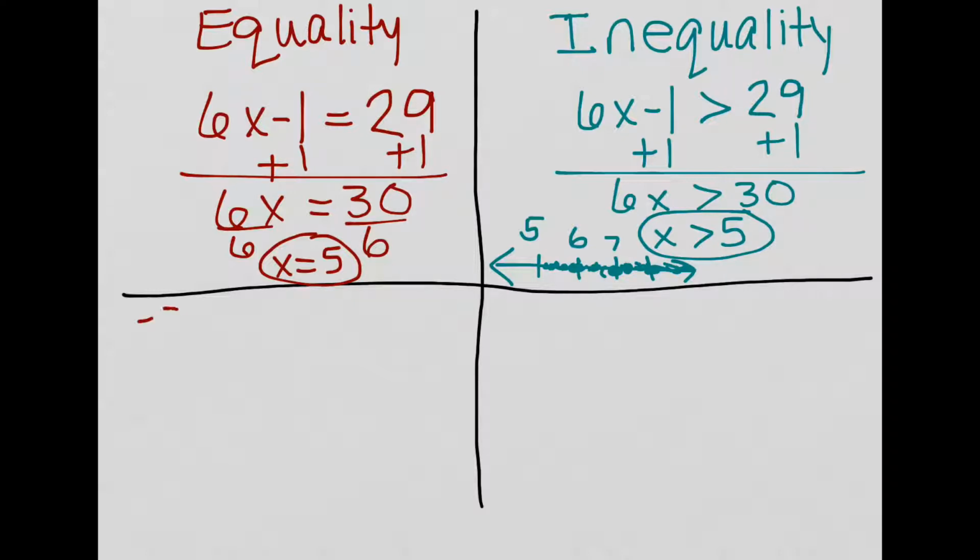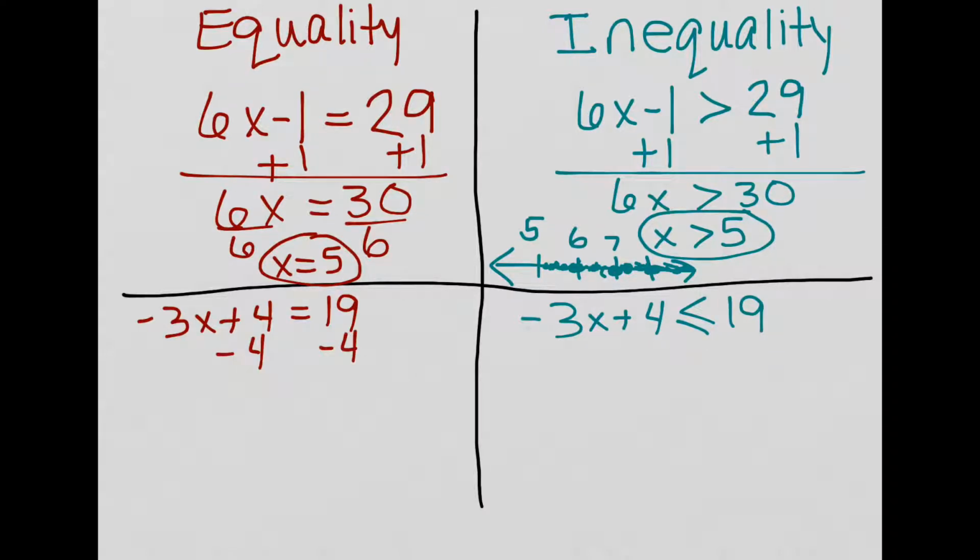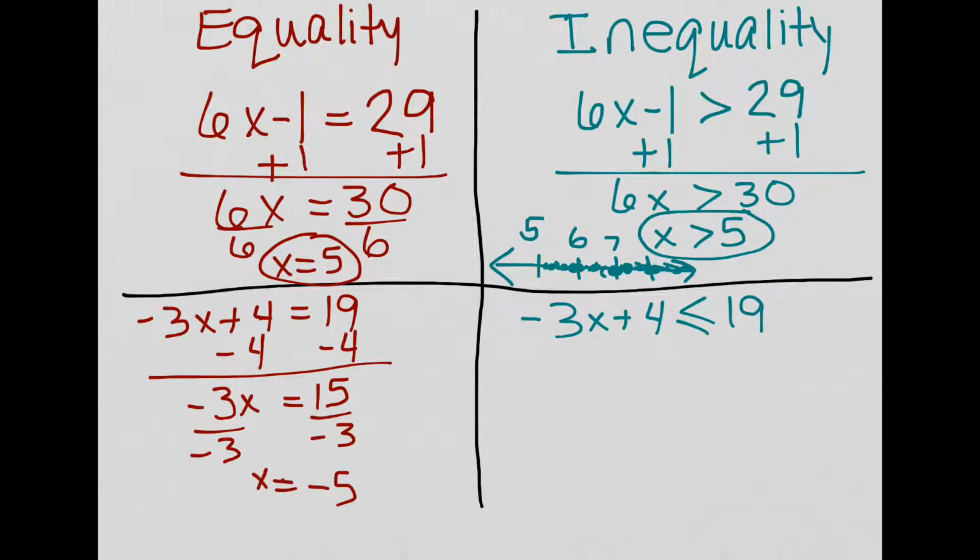Okay, let's do another one. This time we're going to solve the equation negative 3x plus 4 equals 19. And the inequality that matches is negative 3x plus 4 is less than or equal to 19. Now in class we discovered this rule, but I'm just going to tell you that there is one extra rule when solving inequalities that does not apply to regular equations. If I subtracted 4 from both sides of this equation, then I would need to divide both sides by negative 3, so x equals negative 5. It's pretty straightforward.